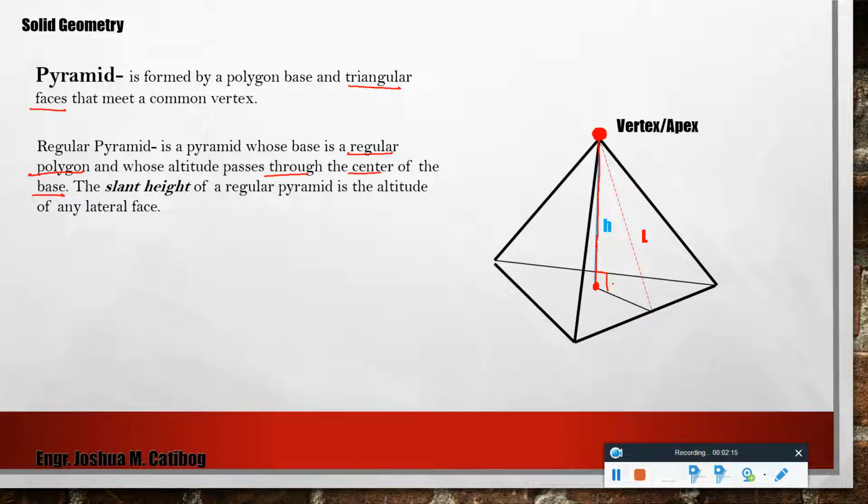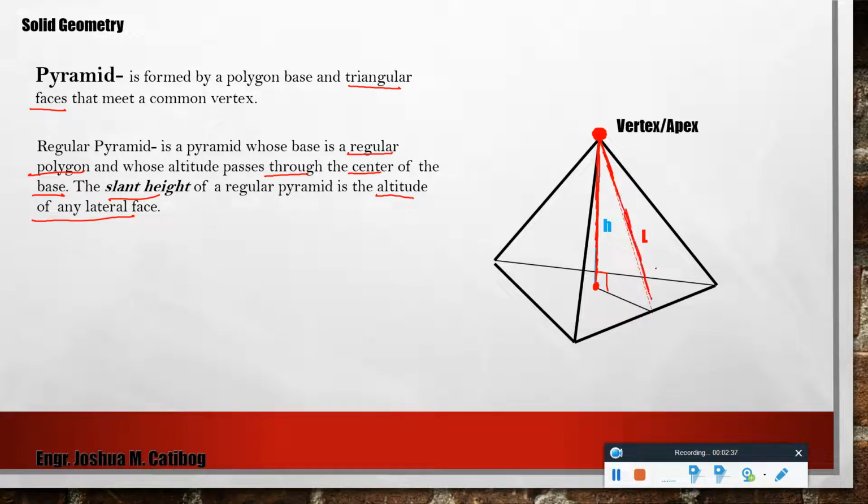Okay, so dito guys, kay pyramid po, dalawa po yung ating height na tinatawag. Una po is the altitude or the height po mismo ng pyramid. Itong letter H natin. And the other one is the slant height. Ano naman sir ang slant height? So from the word itself, naka-slant. So the slant height of a regular pyramid is the altitude of any lateral face. So ito naman po yung ating L dito.